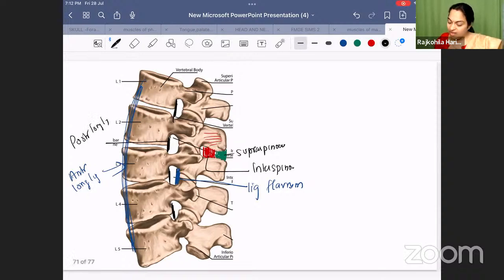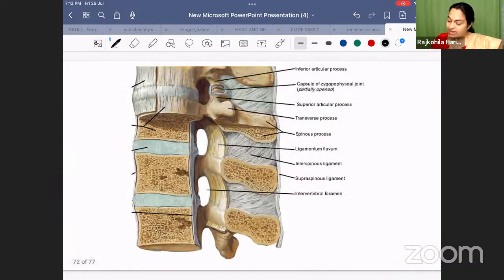Right? So if I'm going to put a needle, it has to pass through this supraspinous ligament, and then interspinous ligament, ligamentum flavum to enter the vertebral canal. And then within that, you have the epidural space, dura, subdural space, arachnoid, subarachnoid space. Once you enter the subarachnoid space, you enter the CSF, right?